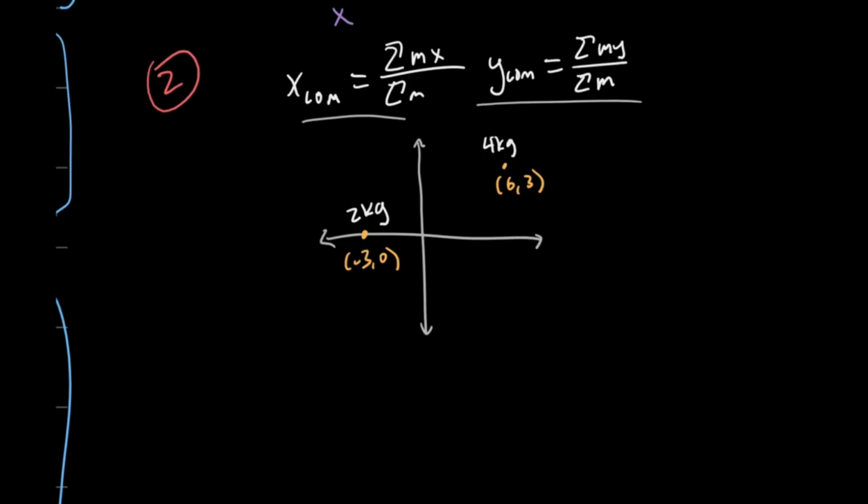Let's see if we can find, using these equations, the center of mass of this system. Firstly, let's find the x-COM. We're going to get 4 times 6, because of this guy right here, plus we have -3 and 2, so -3 times 2, over the sum of our masses, which is 4 plus 2, and that is going to give us 3.